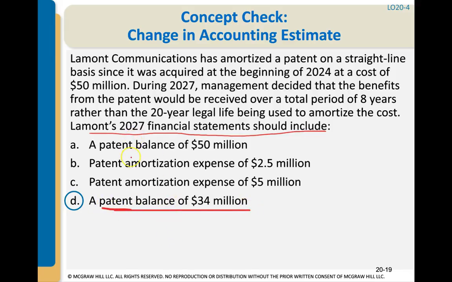That's the balance. But notice, you have to read the question carefully. It could ask you different things. It could ask you what the patent amortization expense is for 2027. It could have asked you what the net book value is on 1/1/27. It could have asked you so many different questions. So always pay attention to what the question is actually asking you.